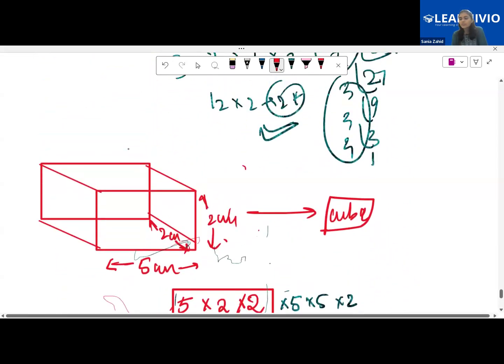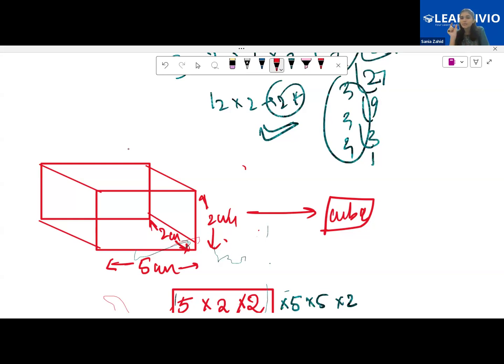Ma'am, but 50 is not a perfect cube. Aswan, please repeat. Ma'am, 50 is not a perfect cube. My question was not to find a perfect cube. My question was, how many cuboids should I stack to form a cube? Cuboid and cube are two different figures. So how many cuboids must I stack to form a perfect cube? 50 cuboids are needed.